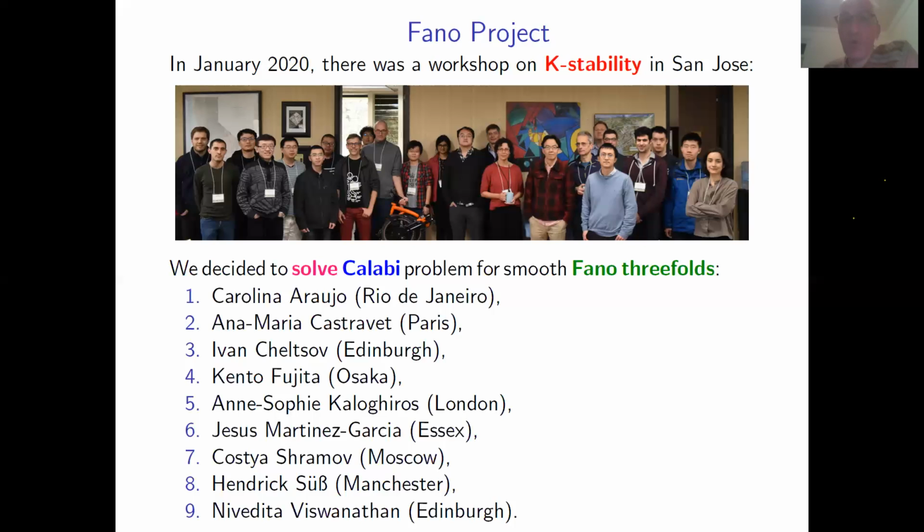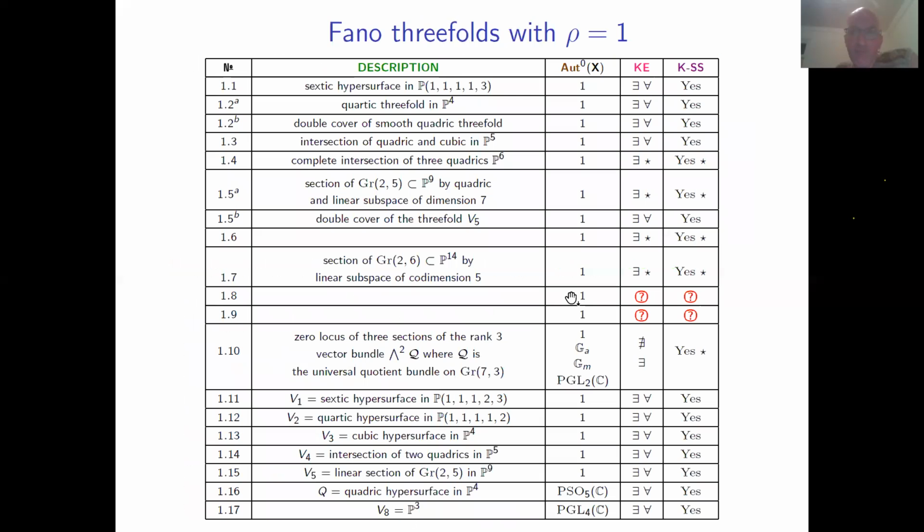But even the rationality problem, despite the fact that people have been working on this for 100 years already, is not completely solved for smooth Fano threefolds. For the generic member of every family, we know the answer, but there are a few families for which we still don't know the answer for every element. So in some sense, K-stability is the same. We don't want to answer completely for now, but just for generic elements. So let me give you the table. Okay, here is the table.